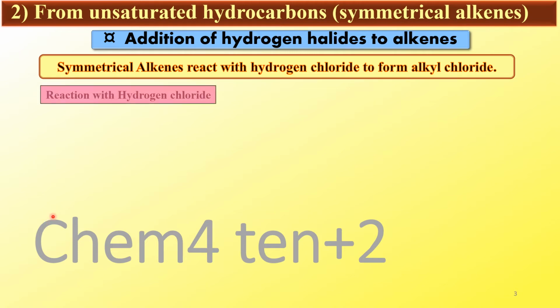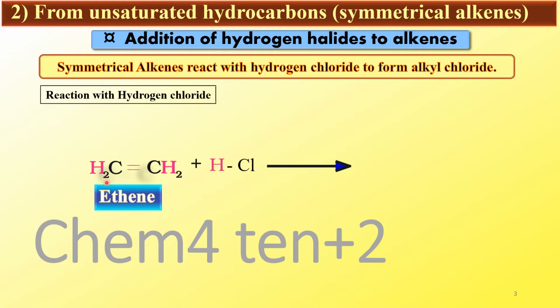Now let's see the reaction with hydrogen chloride. Here we find CH2 double bond CH2. This is ethene. It is a symmetrical alkene. When it is treated with hydrogen chloride, that is HCl, we find that hydrogen of HCl goes to one carbon atom and Cl of HCl goes to another carbon atom.